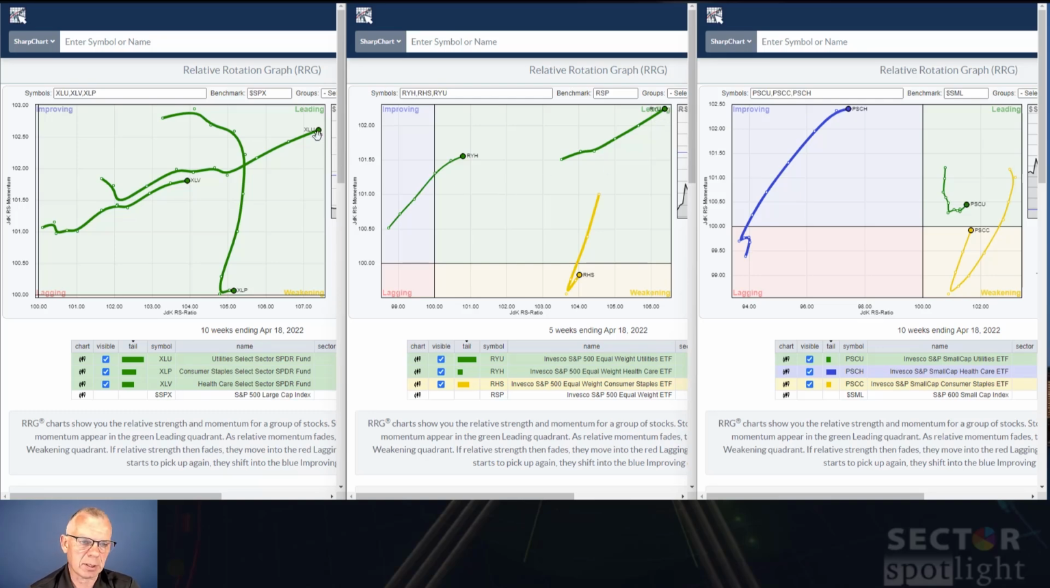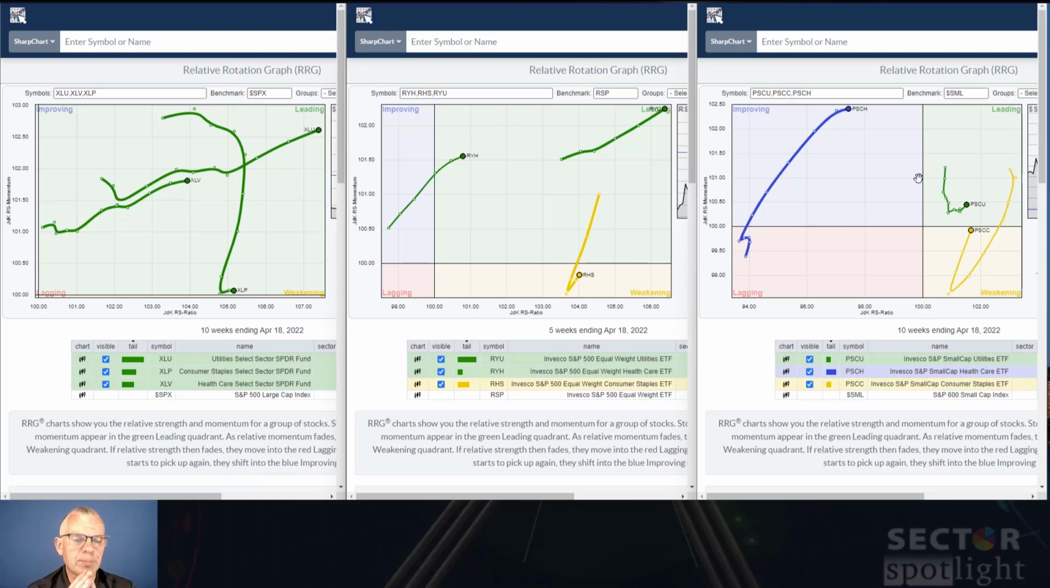Utilities are way up, in line with what's happening here in the large cap. And you see that consumer staples lost momentum just like it did in the large cap, and it's now starting to pick up, doing the same here. And if you look at the small cap universe, then we see that healthcare is now rapidly improving. It's inside improving and moving towards leading. It's starting to lose a little bit of momentum, but the trend and the trajectory is still good. Utilities had a bit of a break, but is now starting to pick up. And consumer staples is showing that nice clockwise rotation, rotating back towards the leading quadrant.